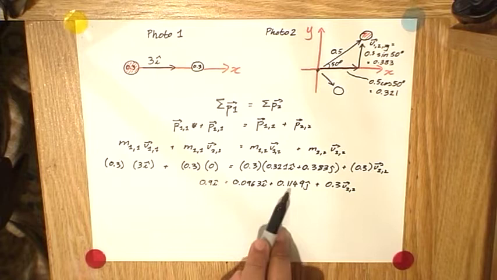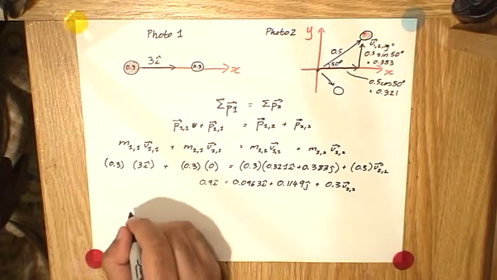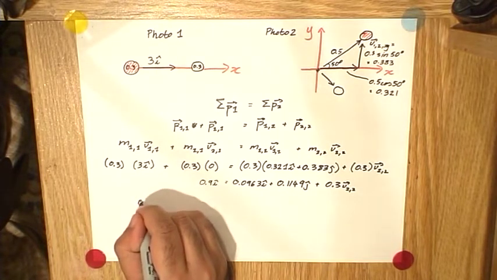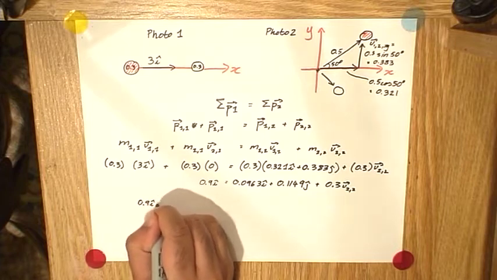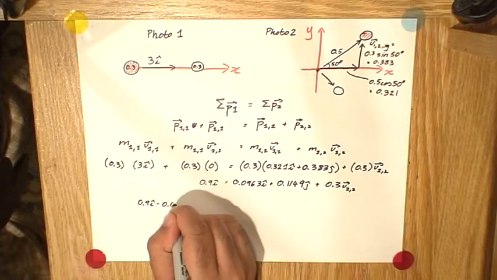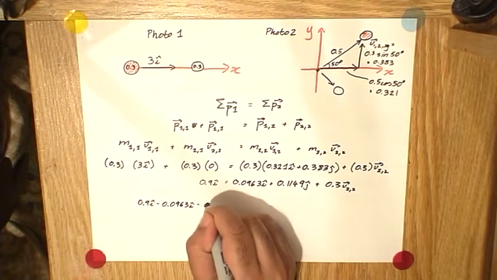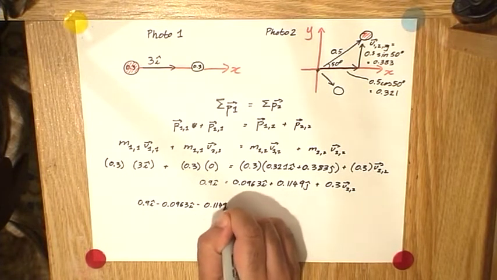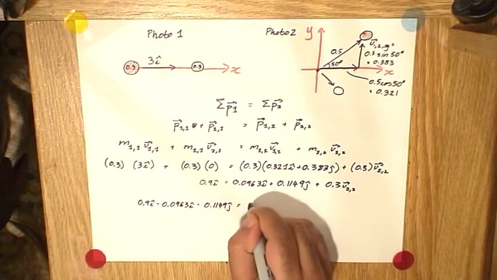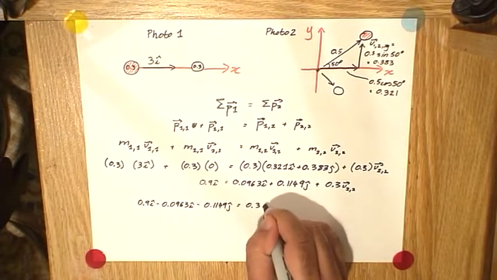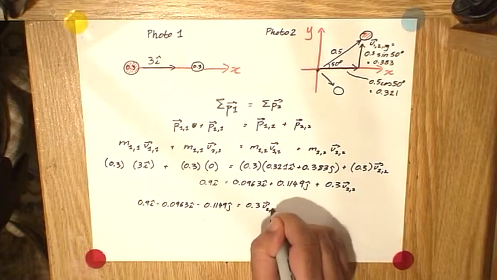Let's take these two terms and move them to the other side. That's going to give us 0.9 i hat minus 0.0963 i hat minus 0.1149 j hat is equal to 0.3 velocity of the second ball in photo 2.